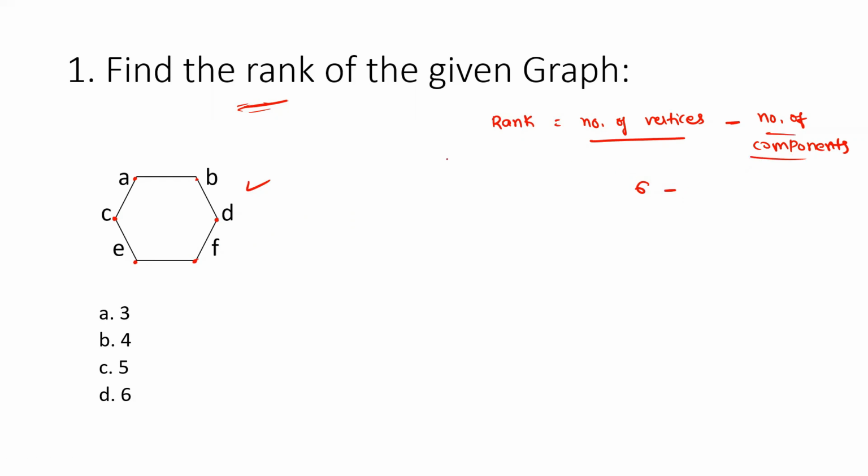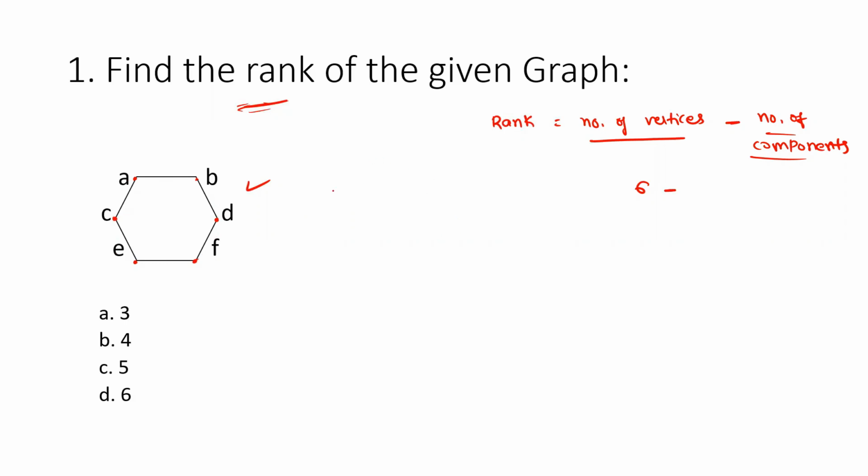Now coming to the components. What are components? If you talk about components, it is nothing but the number of separated units present in the graph. So let us consider this graph. In this graph, we only have one component, right? We do not have 2 or more separated components.